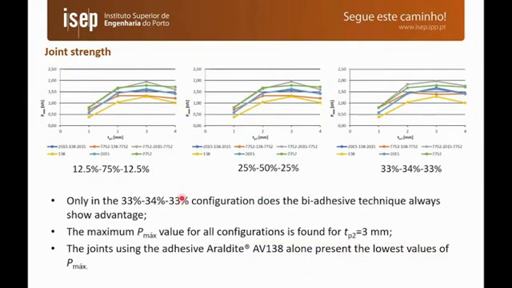Regarding the joint strength, we have in these three graphics the three configurations, and we can see that the best results of the dual adhesive technique was found for the 1/3 each adhesive configuration, in which we always have an improvement of the dual technique compared with the best results of the single adhesive, which is the green one, the 7752. For the other conditions, we only have an improvement of behavior for specific geometrical conditions.